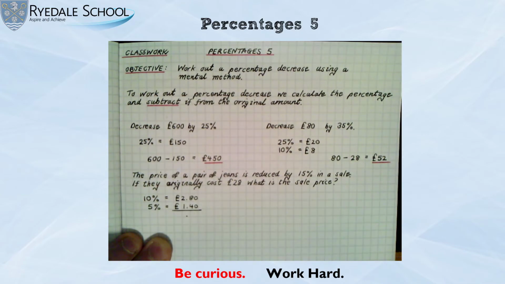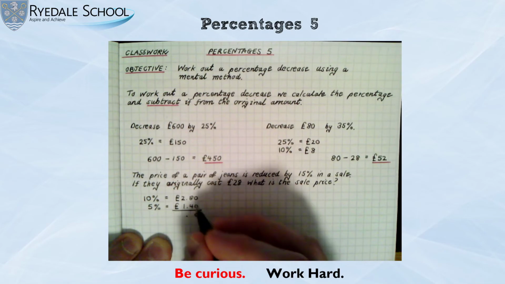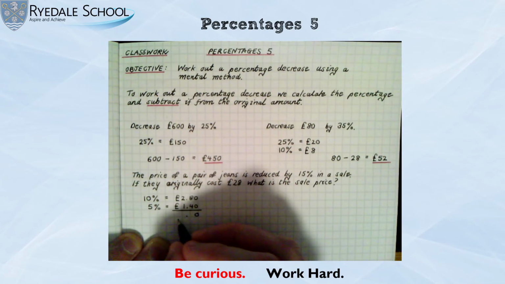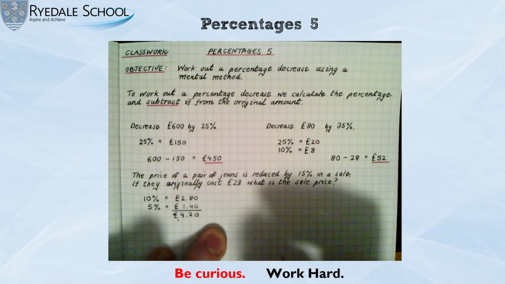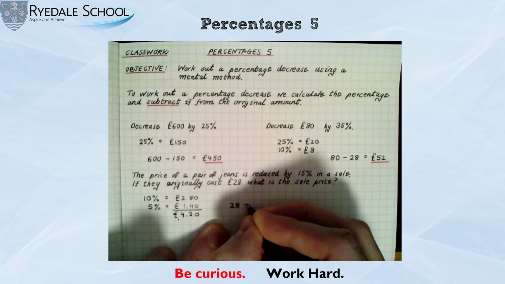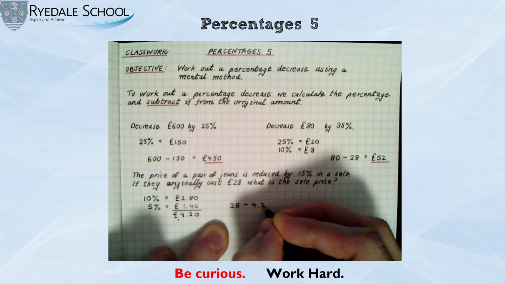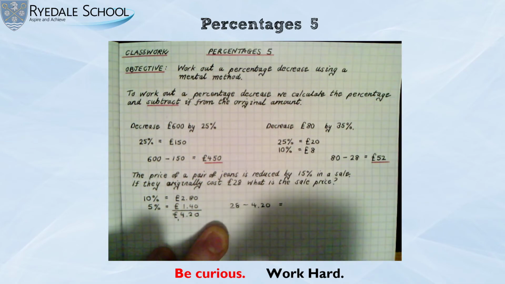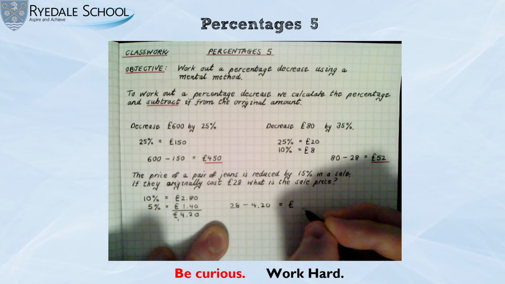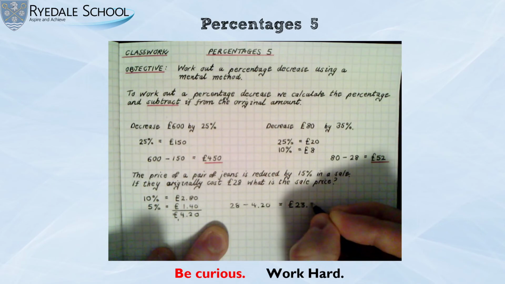So my 15% altogether, 8 and 4 is 12, 2, 1 and the extra one is £4.20. Okay, so that's my 15%, but let's remember we need to subtract it from the original. So if we do £28 take away £4, that's £24. I still need to knock off another 20 pence. So that to me is sounding like £23.80.